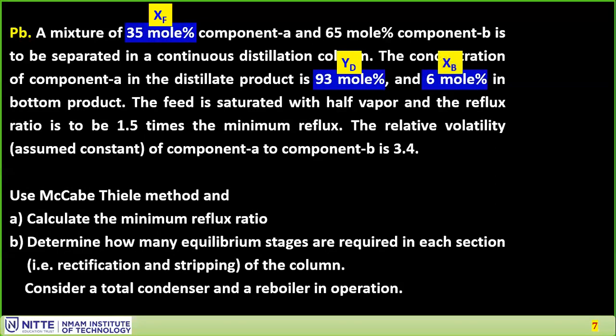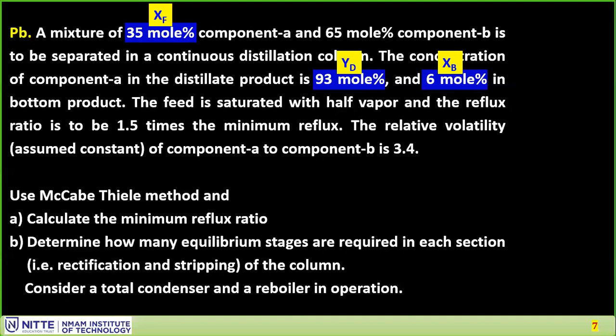So you have been given the compositions XF, XD and XB. What are they? They are the molar compositions. Remember, we require only molar composition here in the entire analysis. No other compositions are allowed. Only molar analysis will do. Molar composition of the feed, distillate and bottom product. XB is the bottom product. 6 mole percent that is given, 93 mole percent and 35 mole percent. So that is the mole fraction of the more volatile component.